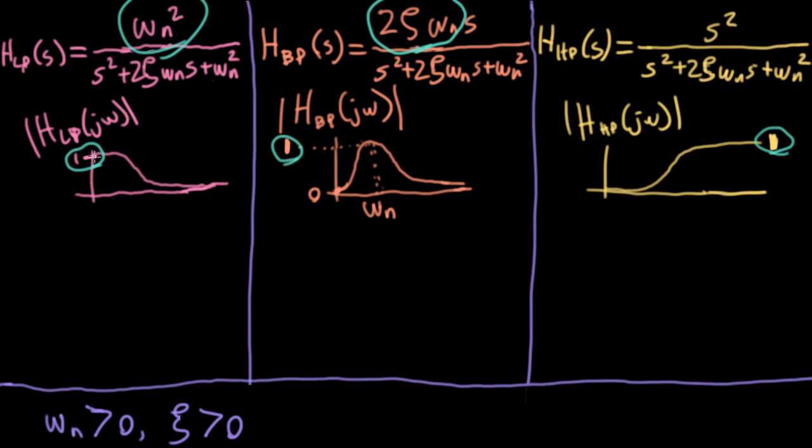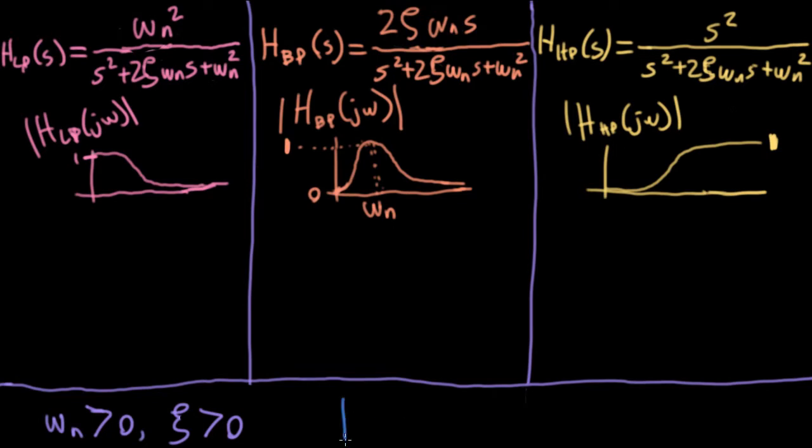Now, there may be situations where we have a resonance bump in the low-pass or the high-pass case, in which case this 1 is not necessarily the maximum. A little bit later, we'll look at the conditions that result in one of these resonance bumps appearing.